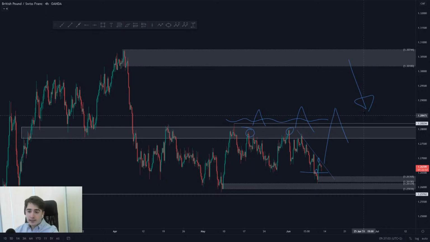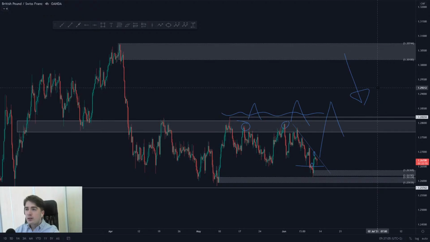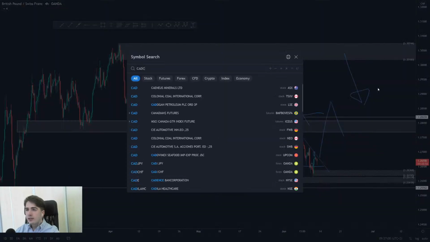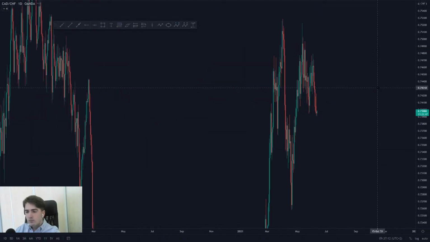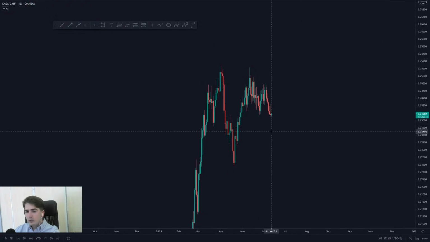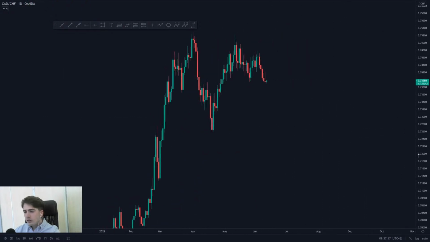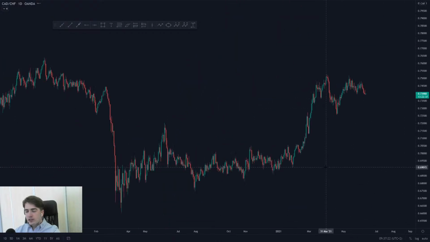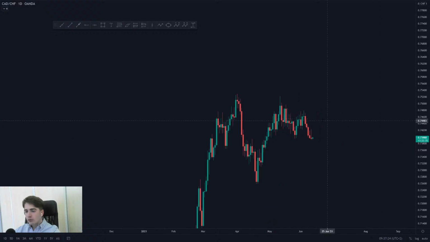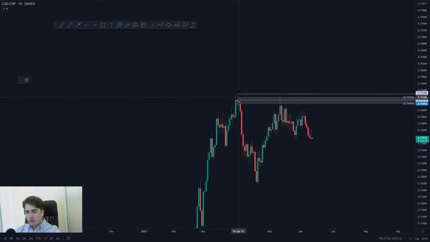So yeah, that is pound Swiss for you. Let's see any other pairs. CAD Swiss is the next pair. So looking at CAD Swiss, pretty interesting. We had some sort of a double top formation over here. So we just failed to take out the highest swing high. However, we did tap in towards this area of supply within the market.